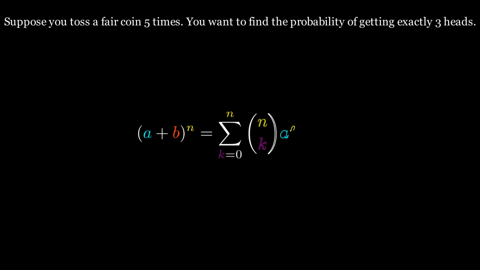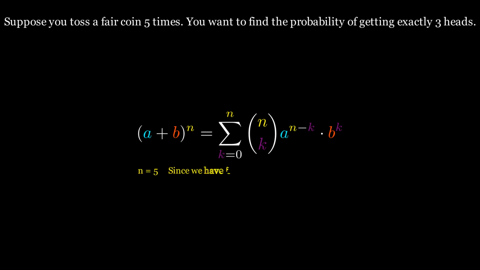Suppose you toss a fair coin 5 times. You want to find the probability of getting exactly 3 heads. Since each toss has 2 possible outcomes, heads or tails, this is a classic example of a binomial experiment. Using the binomial theorem, we need to figure out the values of n, k, a, and b for our problem.